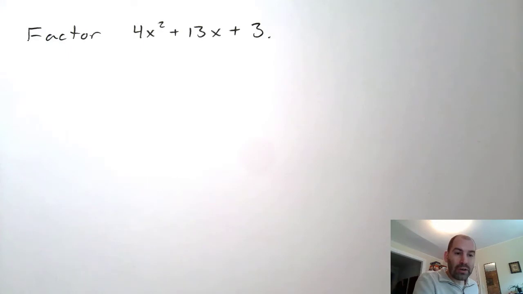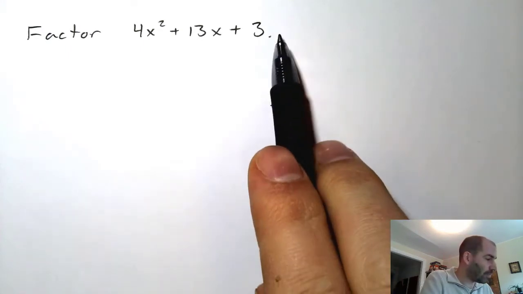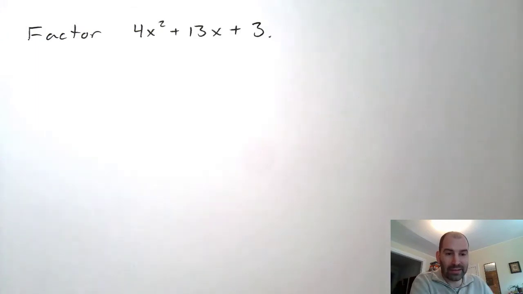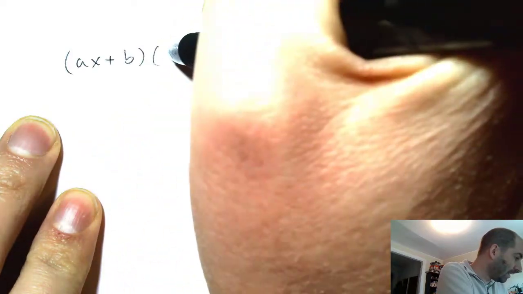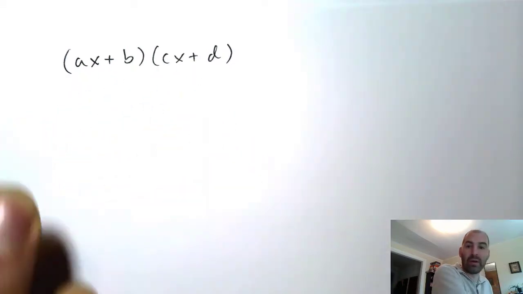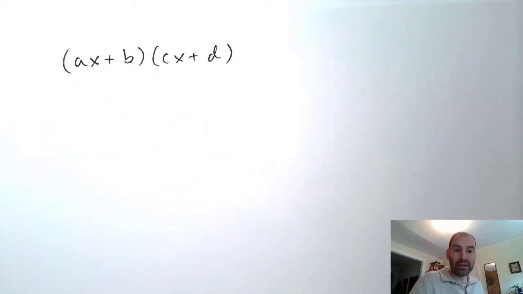Well, instead of diving into this problem, we'll take a look at this problem in a little bit. I'm going to work a problem in reverse, and then we'll try to unwind that to see how we can get back to the answer. Instead of factoring, I'm going to actually multiply two things together. So I'm going to take two generic expressions, ax plus b and cx plus d. Imagine that a, b, c, and d are all numbers. I'm going to multiply this out and see what we get.